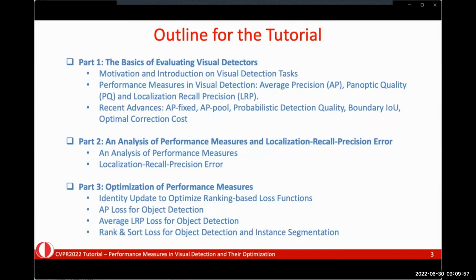We are going to talk about recent efforts that try to close this gap, all of which are based on ranking-based loss functions. So we will introduce these ranking-based loss functions, which are actually not differentiable, but we will introduce a method called the identity update, which gives us a gradient to minimize these non-differentiable ranking-based loss functions. We will give 3 examples of such loss functions. These are average precision loss, ALRP loss, and finally rank and sort losses. We hope that you find our tutorial useful.